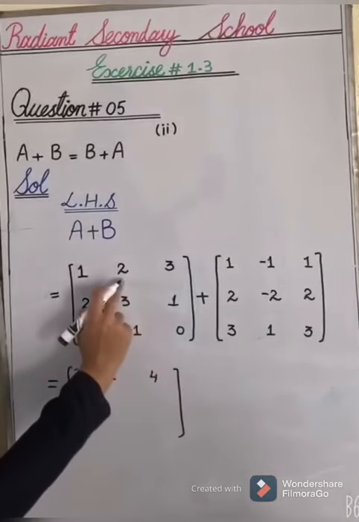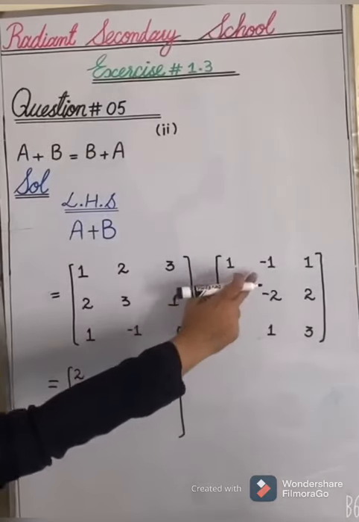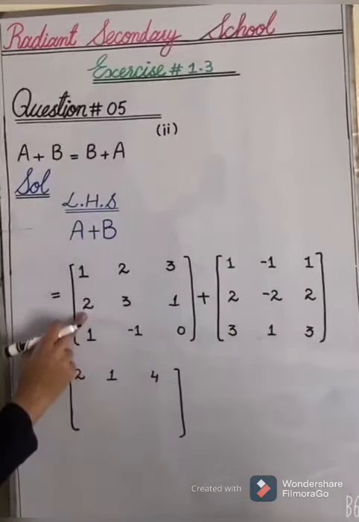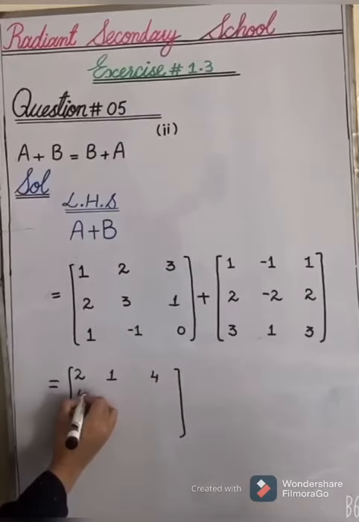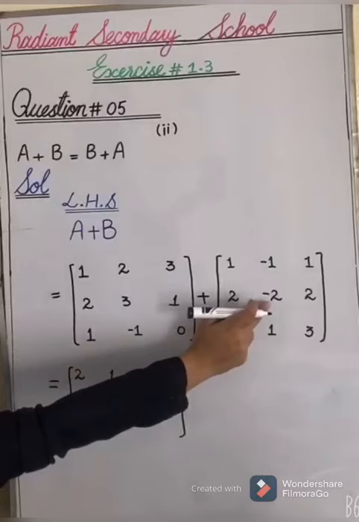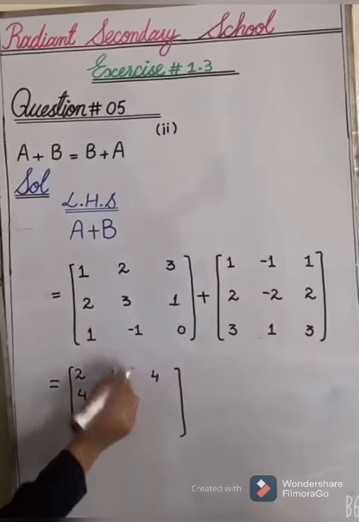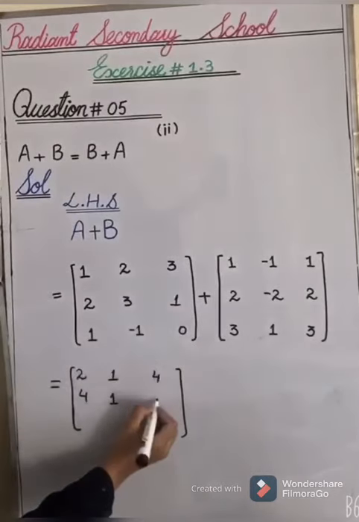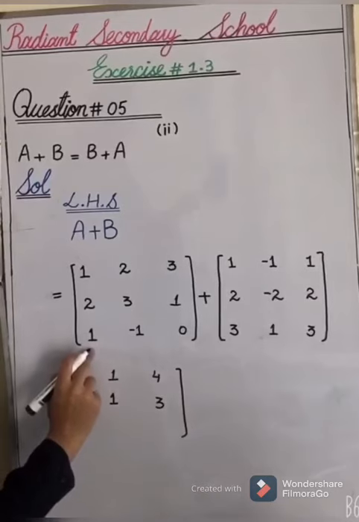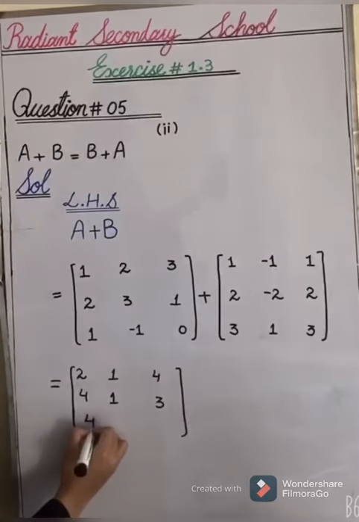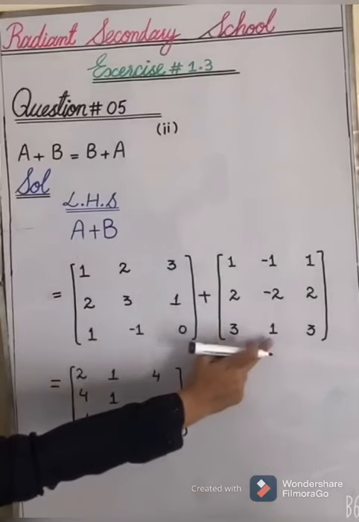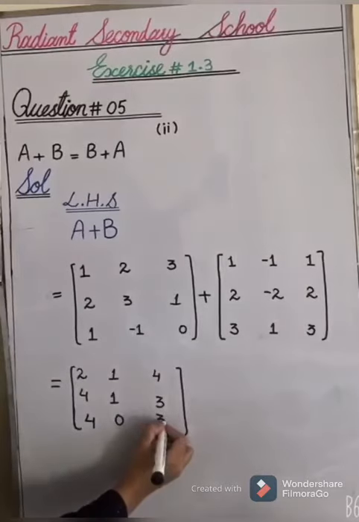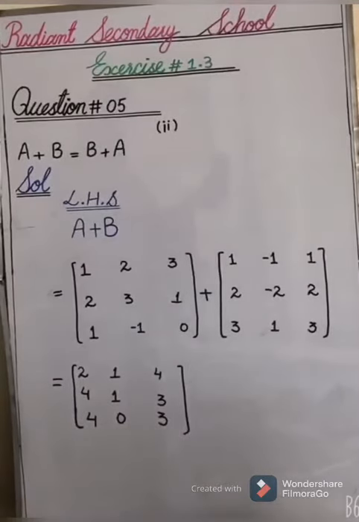Now the reason for subtracting 2 with minus 1 is because we have a minus sign here, so plus minus would be minus. Move to the next row, we will have 2 plus 2 is equal to 4, 3 plus minus 2, plus minus minus. So we will get 3 minus 2, which is 1. Now 1 plus 2 is equal to 3, and moving to the next row, 1 plus 3 is equal to 4, minus 1 plus 1 would be equal to 0, and 0 plus 3 would be equal to 3. This will be our left hand side.